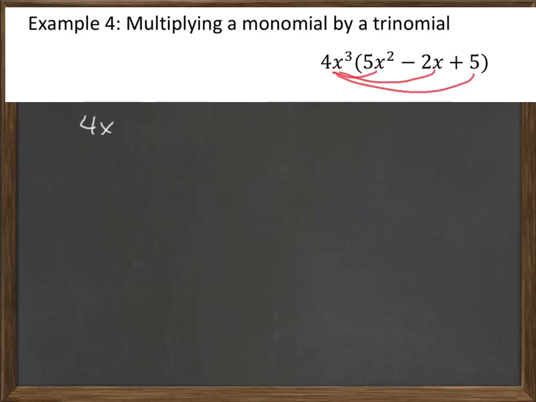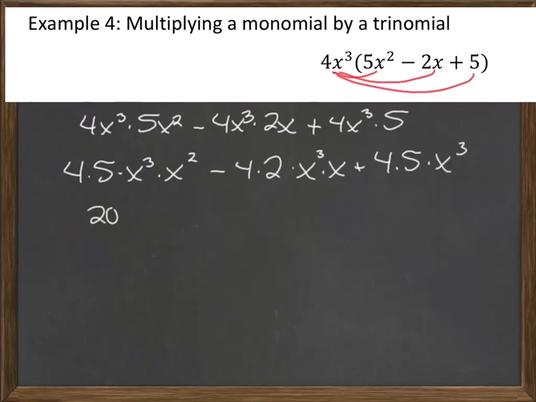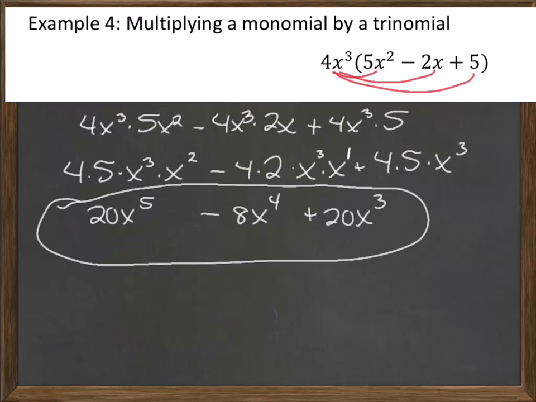So we're going to have 4x to the third times 5x squared minus 4x to the third times 2x plus 4x to the third times 5. So again, if you want to take this extra step, you can reorganize things so that the values that have the same base are next to each other, and then also the constants are next to each other. Okay, so this is going to give me 20x to the fifth power minus 8x to the fourth power, remember there's a 1 here, plus 20x to the third power. And that is our final answer.